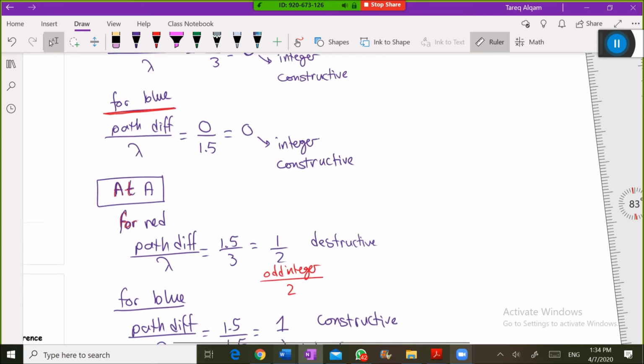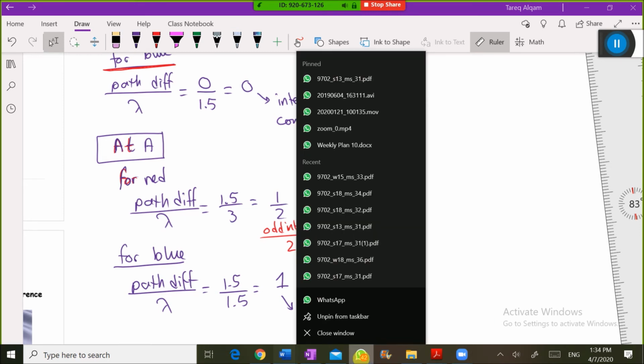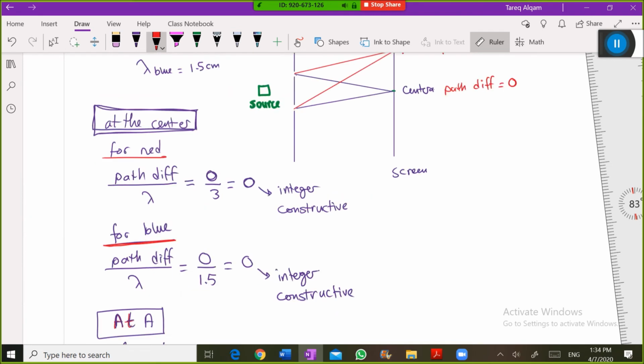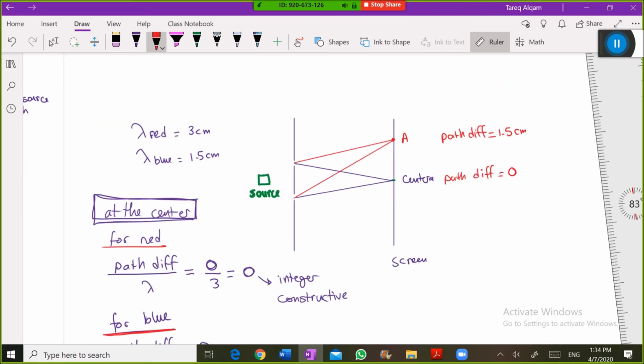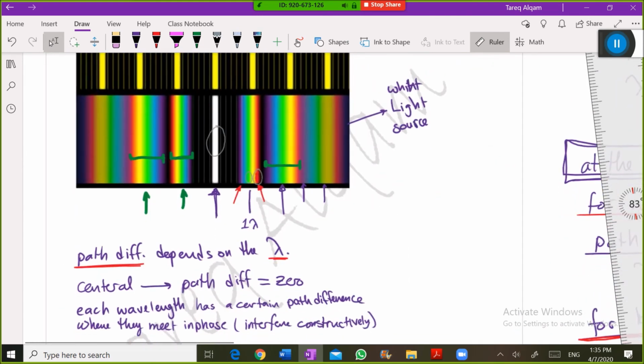The thing that I want to show you here, guys, is that constructive or destructive interference depends on the path difference, and the path difference depends on the wavelength. At A, the waves outgoing from slit 1 and slit 2 have the same path difference for all wavelengths, for all colors. But as a result of the change in wavelength, we will have wavelengths of waves that interfere constructively and wavelengths of waves that interfere destructively. This is what I explained the previous time, guys. At the central point, the path difference will be 0.